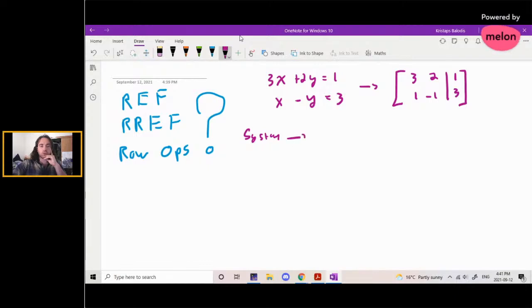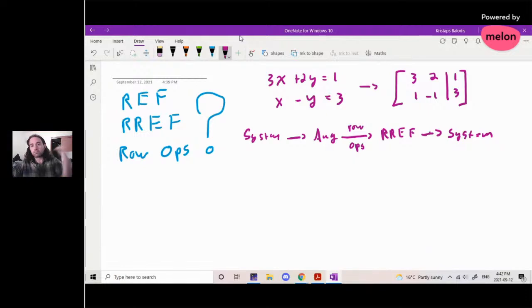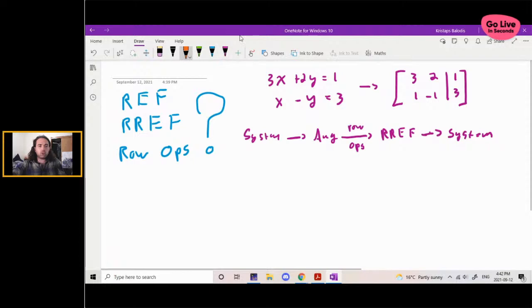So we start with a system of equations. We turn it into an augmented matrix. Then to that augmented matrix, we apply a bunch of row operations, and we get a reduced row echelon form matrix. And then we turn this back into a new system of equations, and we solve this system of equations. Well, why? We started with this system of equations over here. Why are we solving this other system of equations? And why are we doing row operations? And why do we care about reduced row echelon form?